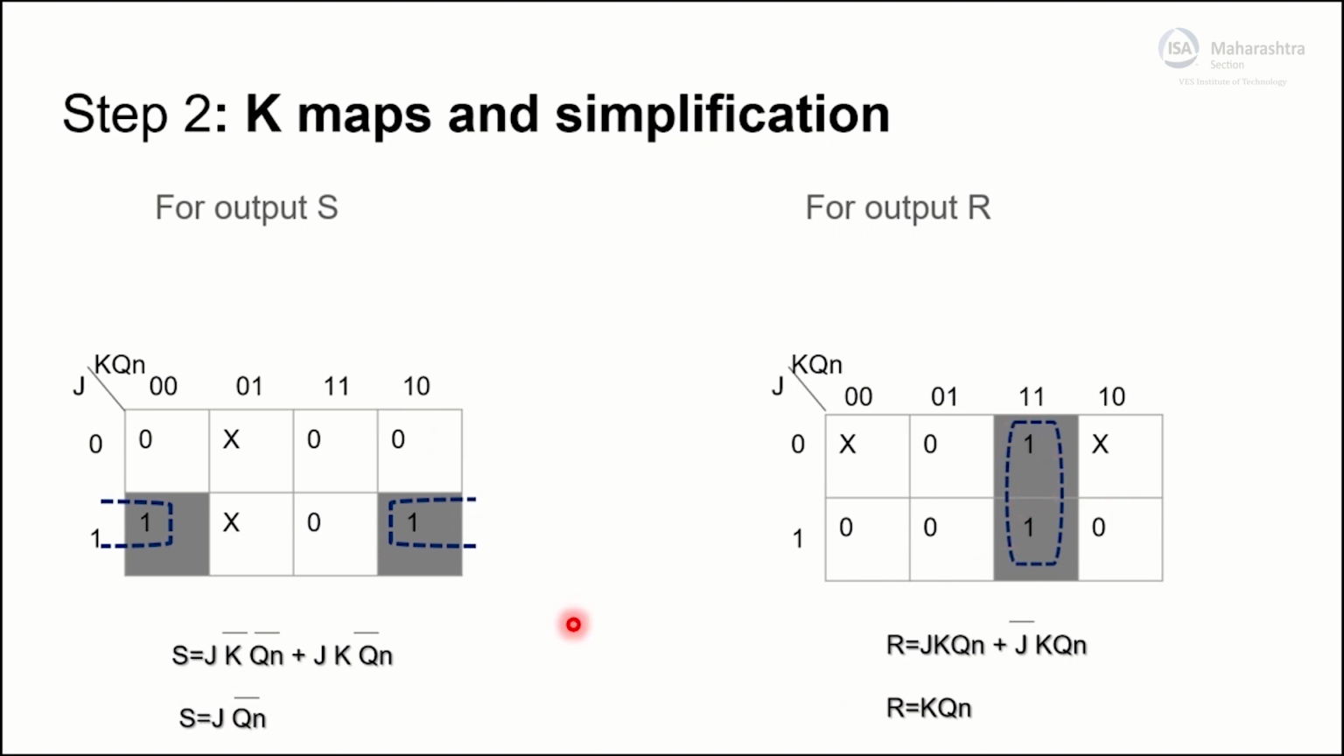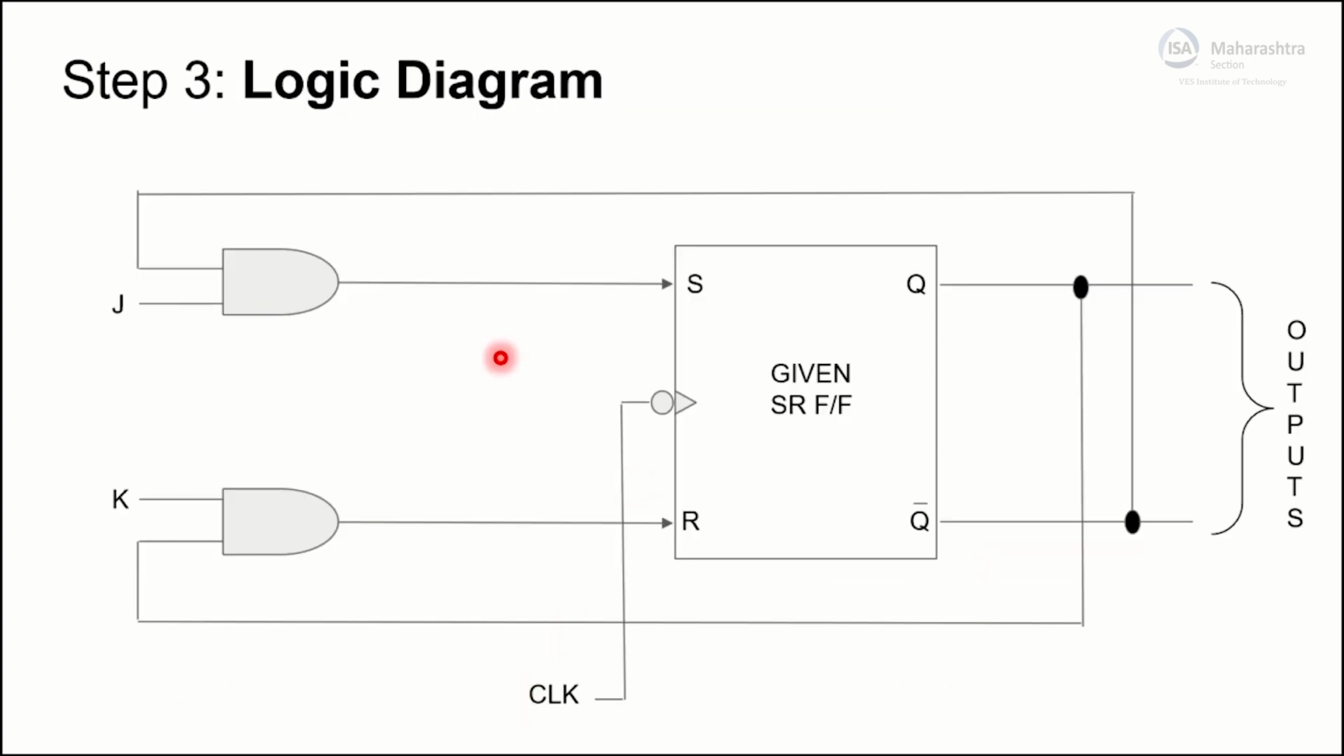So in the last and the final step, we draw the logic diagram. First draw the available flip-flop, that is the SR flip-flop. Since S is equal to J dot Qn bar and R equal to K dot Qn, it is AND operation. So we will introduce two AND gates in our data inputs. Connect the J and K as one of the inputs of two AND gates, and then we connect Qn bar to the upper AND gate's input and Qn to the lower AND gate's input. And that is how we finally converted the SR flip-flop into JK flip-flop.